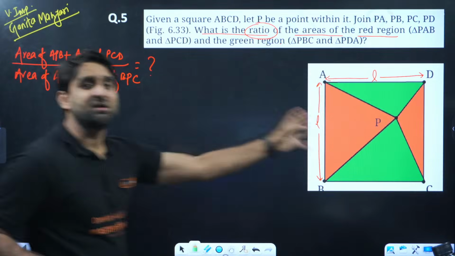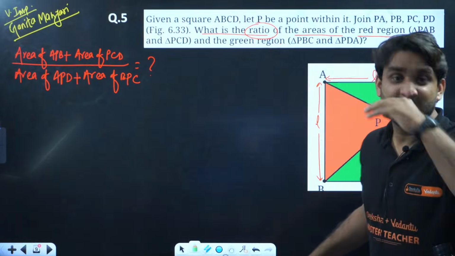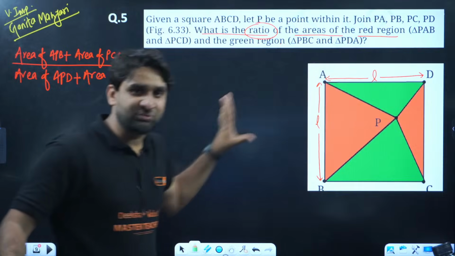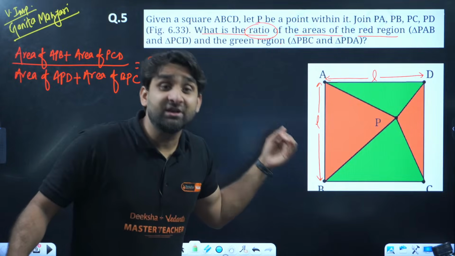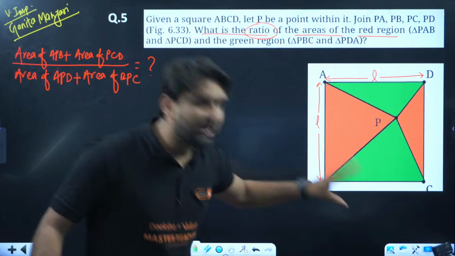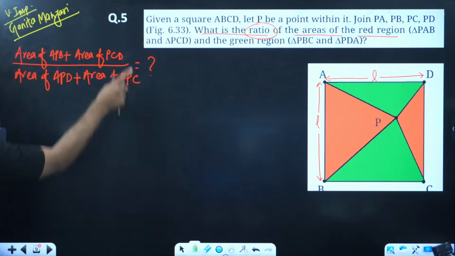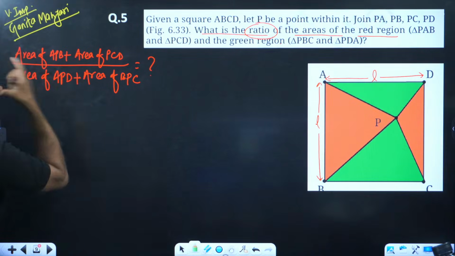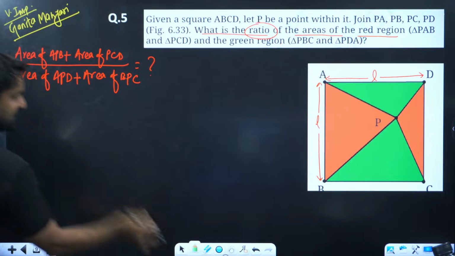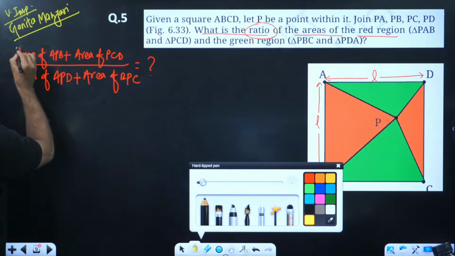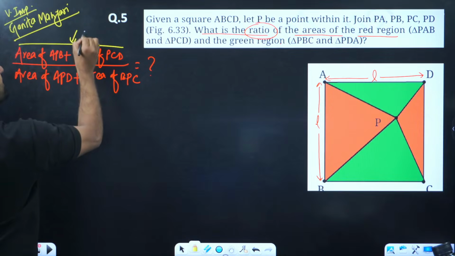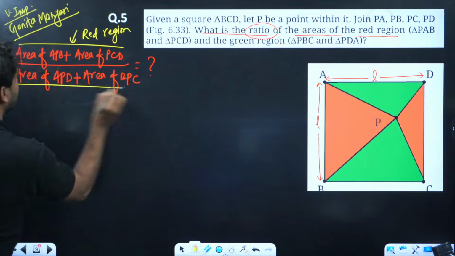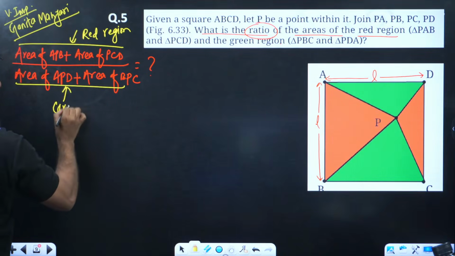Okay, so please understand this question, guys, class 9th. In this question, a figure is given to you, and ABCD is a square. We have to calculate the ratio of the area of the red region to the green region. So basically we have to calculate the area of APB plus the area of PCD. This entire part is the red region, and this entire part, you can check, is the green region.